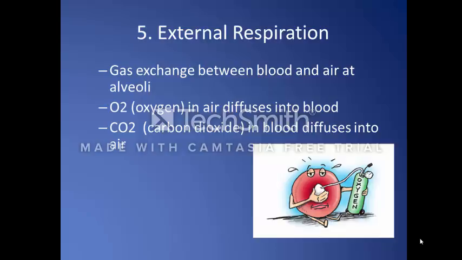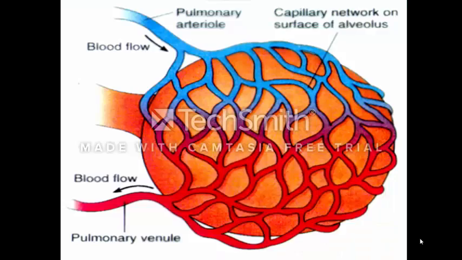So as we know, gas exchange occurs between the blood and the air at the alveoli of the lungs. Oxygen diffuses into the blood and carbon dioxide diffuses out. If you remember from our previous slide, each alveoli is surrounded by a cobweb network of capillaries, and this dramatically increases the surface area available for gas exchange.